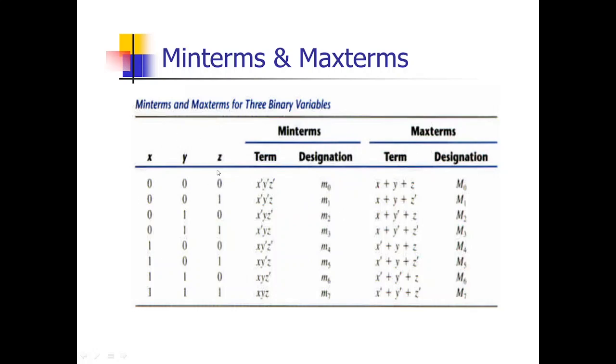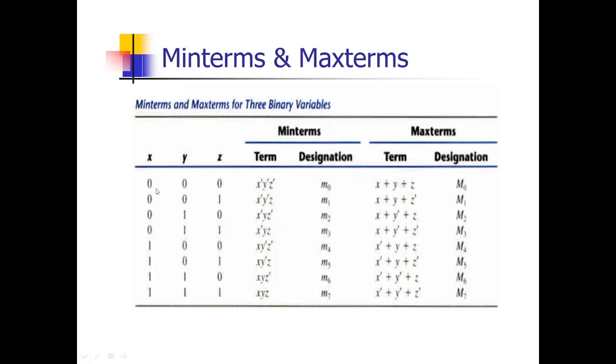And for the same 3 variables, we can represent the max term. For 0, 0, 0, it is represented as x plus y plus z. So they are complements of each other. Already we have discussed that min terms and max terms are complements of each other. In the min term, 0 is considered as the complement term and 1 is represented as the true term. It is considered the opposite for the max term. So here 0 is considered as the true term, 1 is considered as the complement term, right?